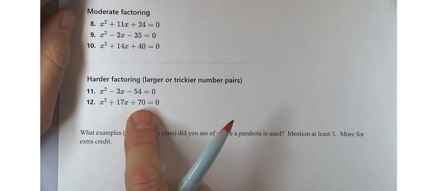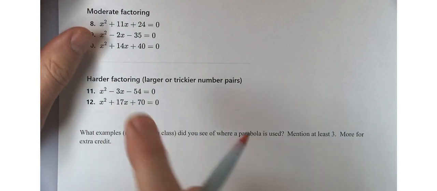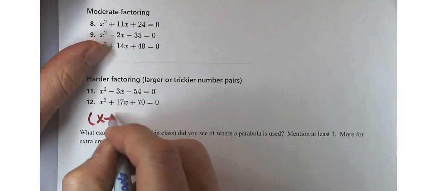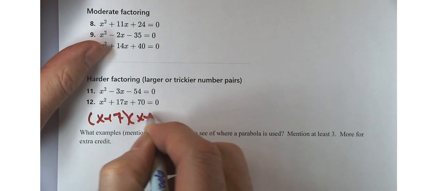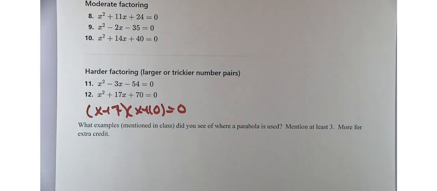Can anyone think of 2 numbers that go into 70 evenly? 7 and 10, right? And well, what's 7 plus 10? 17. Wow. x plus 7 times x plus 10 equals 0. So what does it give you for your solutions to this problem?